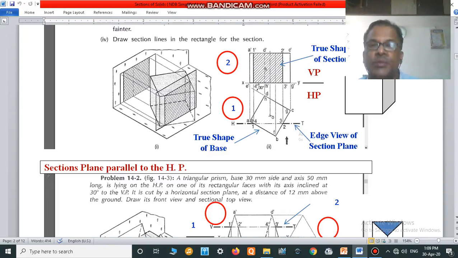Now why is it the true shape? Because this edge view is parallel to the reference line. So the other view is the true shape. So this completes this particular question.